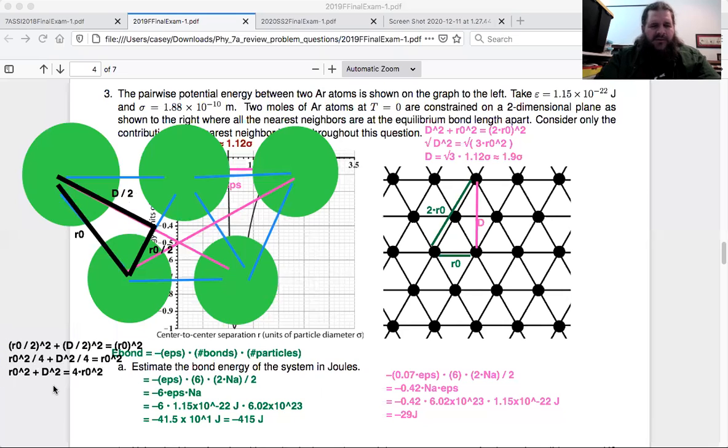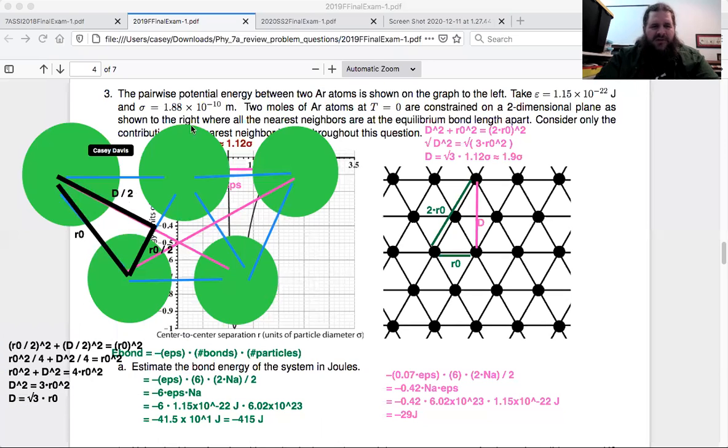And then how would we proceed to solve for d there? What would be a good next step? Sorry, you would subtract R naught squared from the left. Yeah. Subtract from both sides, and then you would take the square root. Right. And note that we still end up with square root of 3 times R naught.